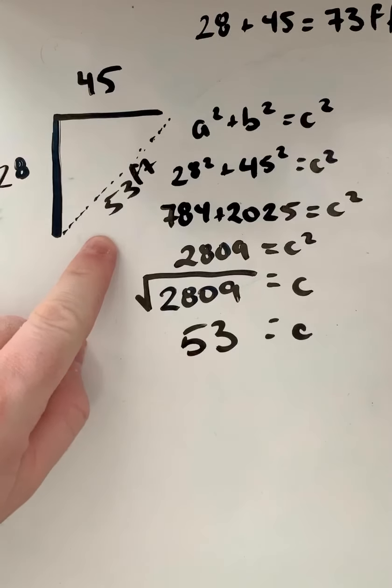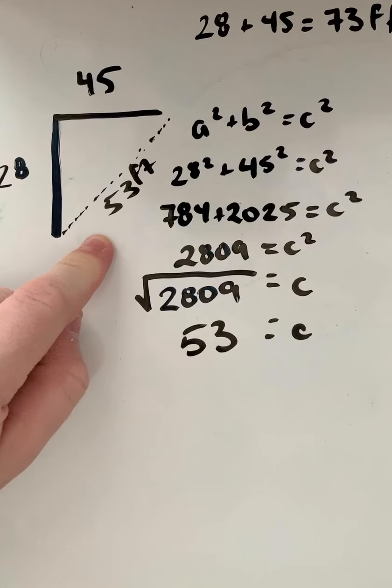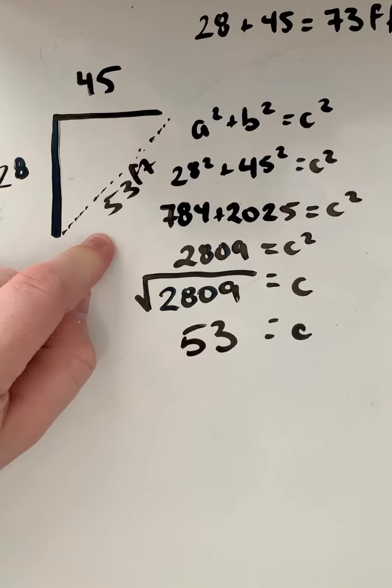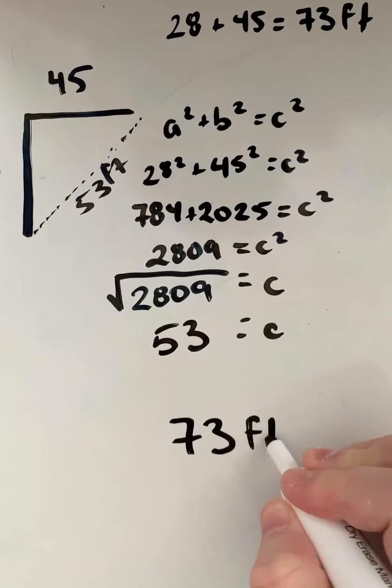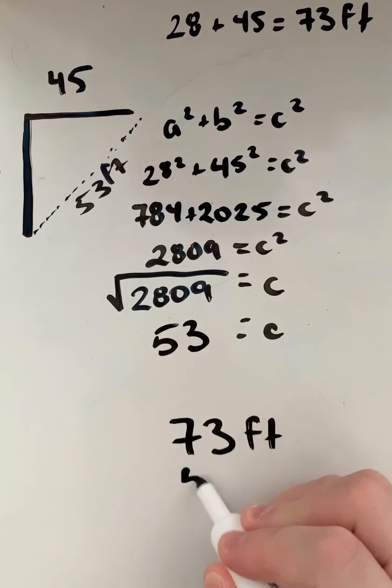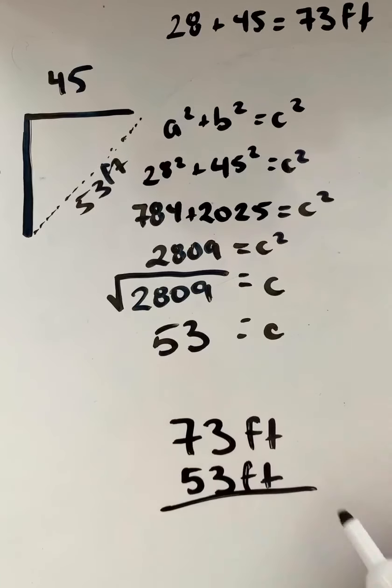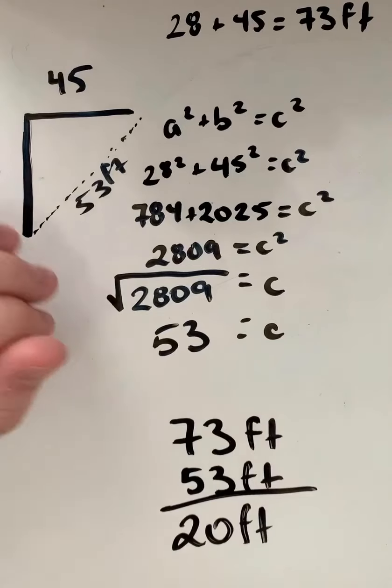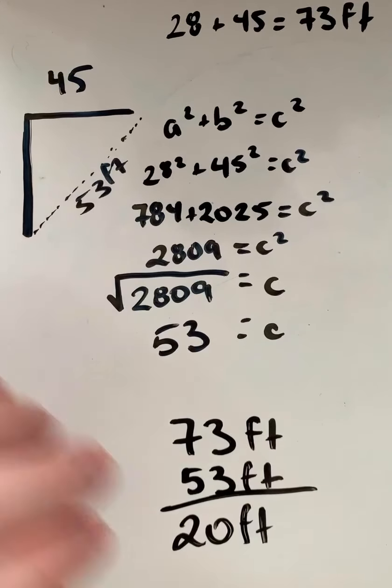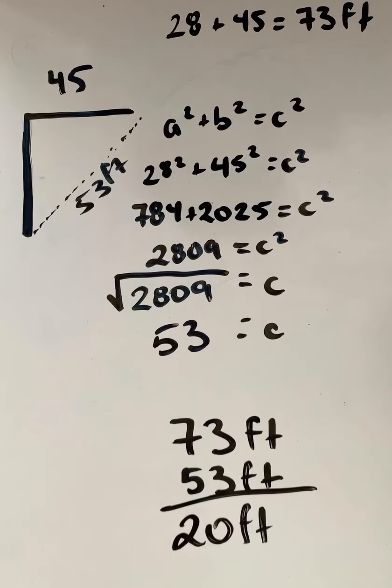Now, some of you stopped right here, which is great, but you didn't give me the full answer, because the question asks how much shorter his walk would be if he took the shortcut. If he takes his full route, it's 73 feet. If he takes the shortcut, it's 53 feet. He's going to walk 20 feet shorter if he takes the shortcut. That's the answer we're looking for. Make sure you're reading the entire question and answering the question, not just doing the formula, okay?